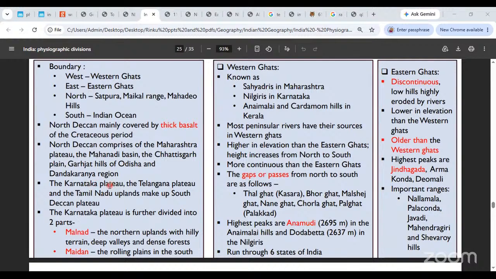Okay, and the South Deccan Plateau will obviously have the Karnataka Plateau, the Telangana Plateau towards the east, and then in the south you have the Tamil Nadu Plateau, Tamil Nadu uplands. Okay, so that will make up the South Deccan Plateau. Obviously, the Karnataka Plateau gets divided into two parts. The upper rocky hills type of region is called the Malnad, and the lower region, the southern rolling plains, are called the Maidan. Okay, remember this was asked to you once in UPSC exams.